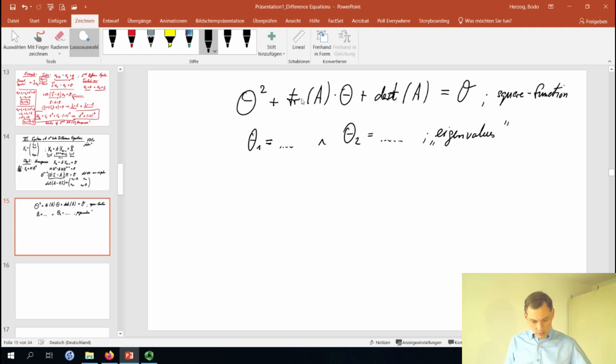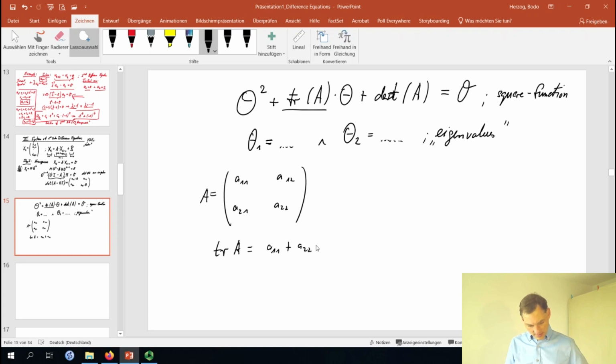In case you forgot what the trace is, let me remind you. If we have a matrix A, with entries A11, A12, A21, A22, then the trace of the matrix A is just the sum of the diagonal elements. The determinant of A is the product of the main diagonal elements minus the product of the off-diagonal elements. Okay, that is what you should already know.